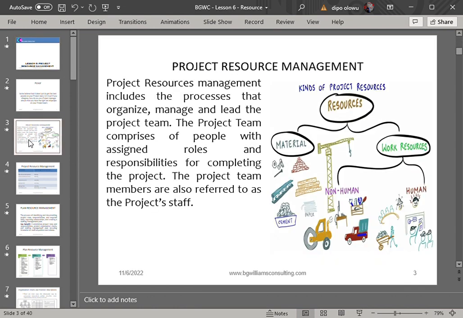What do you think is resources? When we mention the word resources, what are we actually talking about?